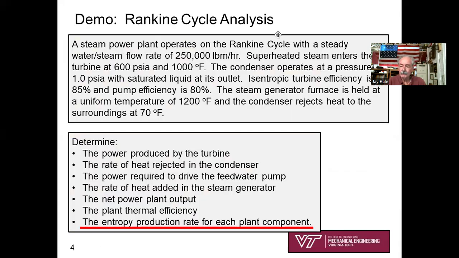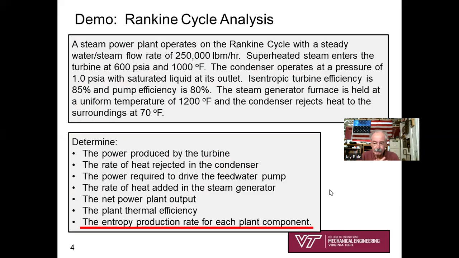And so let's do a demo, complete with worked out numbers. So I'll read it for you. It says a steam power plant operates on the Rankine cycle with a steady water and steam flow rate of 250,000 pounds per hour. That would be considered a small to medium-sized power plant. Superheated steam enters the turbine at 600 psia, pounds per square inch absolute, and a temperature of 1,000 F. That's pushing the limits. The condenser operates at a pressure of 1.0 psia. That's a high vacuum with saturated liquid at the outlet of the condenser.